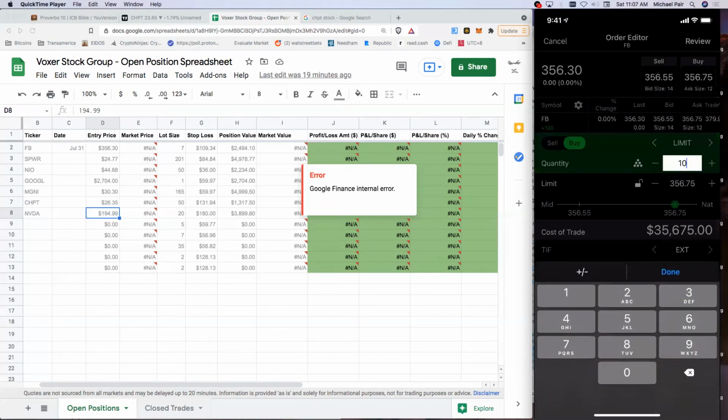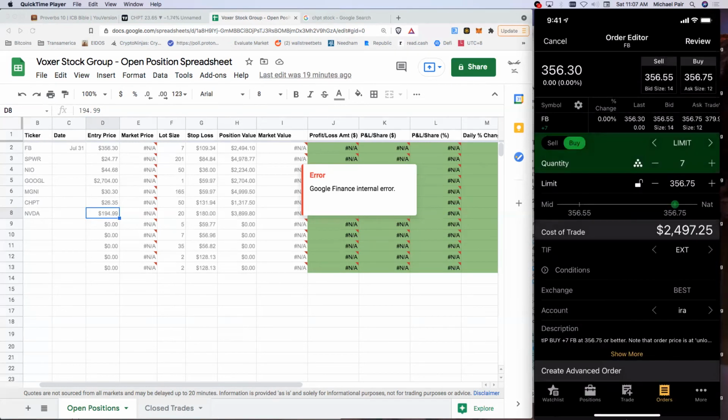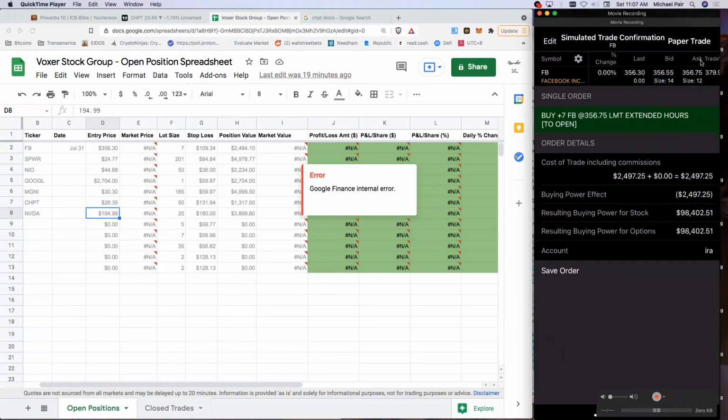I'm gonna go to 7. So I want the 7 shares. Okay. So 7 shares times 365 gives me 2,400. And then up here where it says review, I click that. It gives me an opportunity to look at the trade. Typically when I put on trades, what I try to do is look at this area.